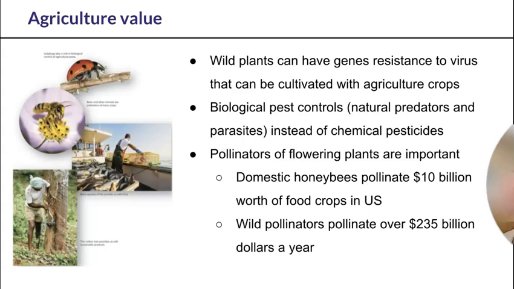Additionally, the value of biodiversity includes different pollinators. Everything from different insects to different birds can be valuable as pollinators. An example of this would be domestic honeybees, which can pollinate and help produce about $10 billion worth of food crops in the United States. And wild pollinators, those that aren't domesticated, can bring in even more. Wild pollinators can pollinate over $235 billion a year worth of food crops in the United States.